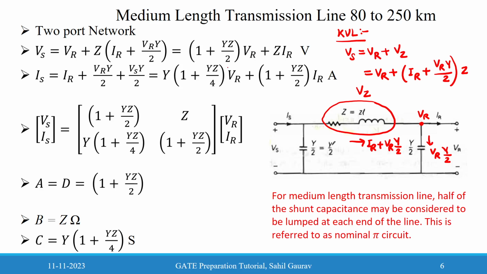In writing down the ABCD parameters, you have to express this in terms of VR and IR. So you will get these terms. Here we can see that A is equal to D, and this is 1 plus YZ by 2, and B is the impedance of the line, that is Z ohm, and C is in mho, and that is Y(1 plus YZ divided by 4), or its unit is Siemens. And the medium length transmission line, how much length is this? Usually we take the length as 80 to 250 kilometer.